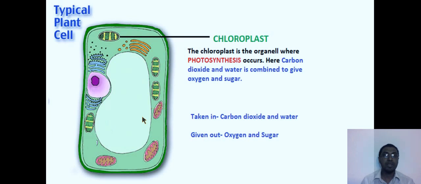Another structure we're going to look at is the chloroplast. The chloroplast is only found in plant cells. They are these green structures. Again, they're very easy to identify in that they are always striped. It is the site where photosynthesis occurs. Here, carbon dioxide and water is combined, and they make oxygen and also food, which is referred to as sugar.